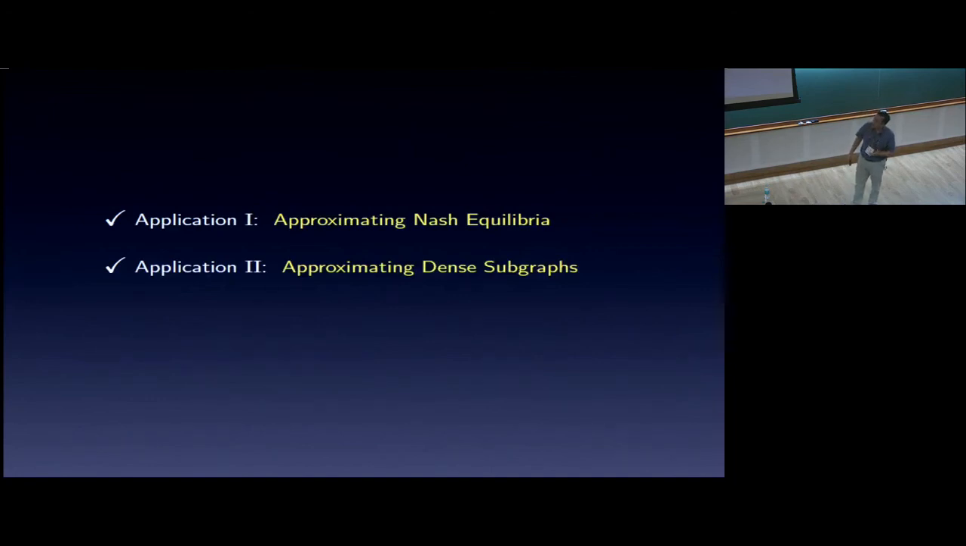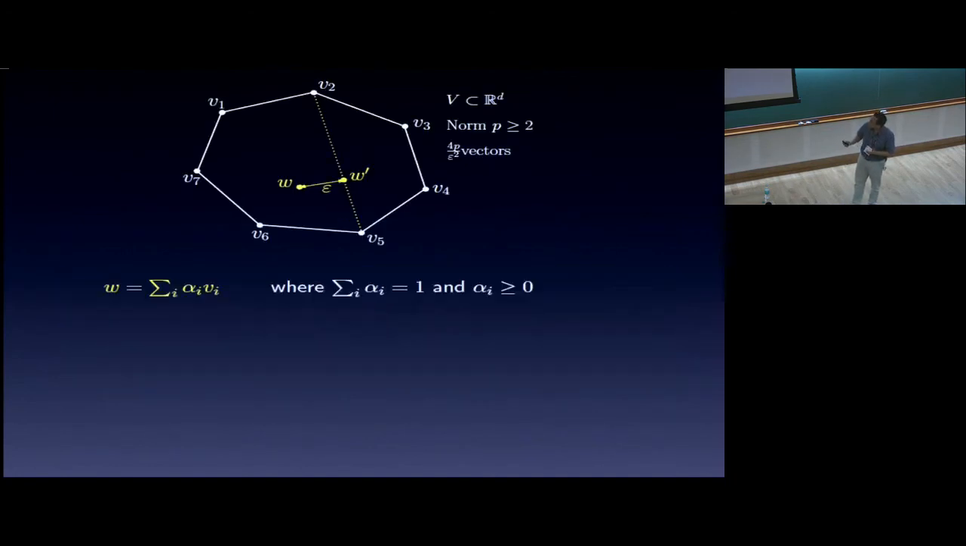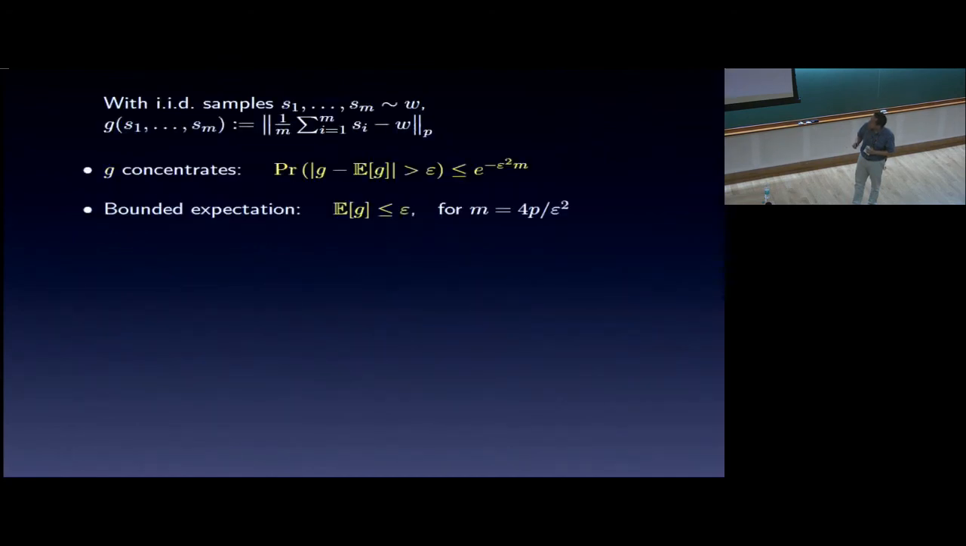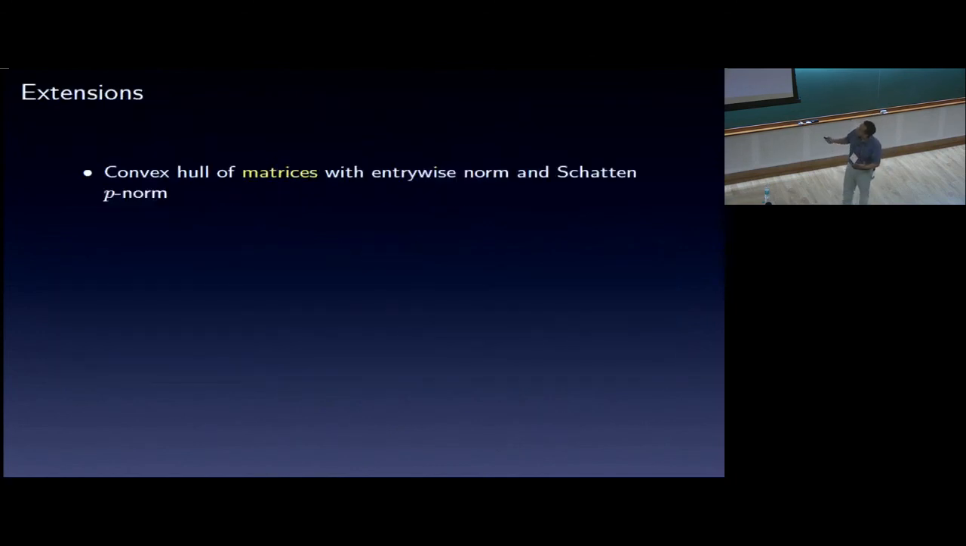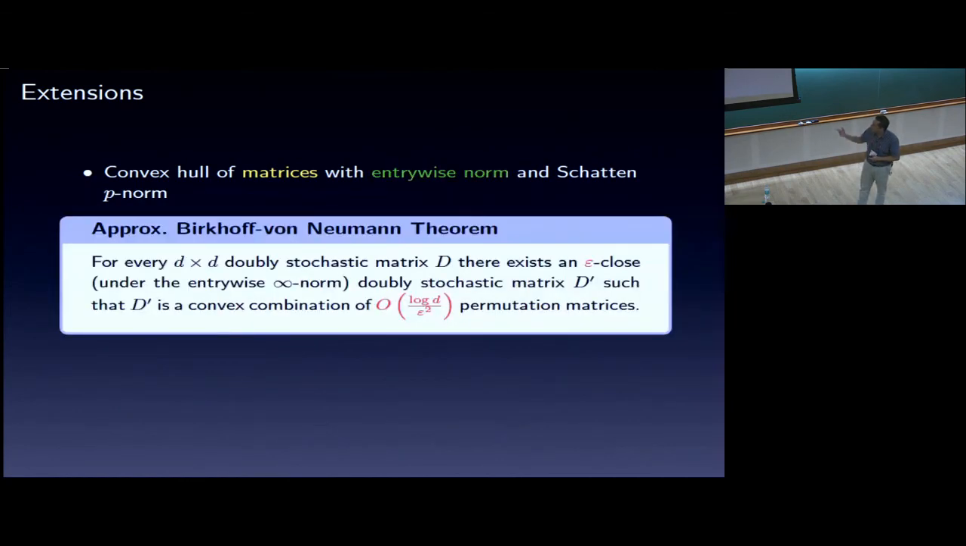Out of time, so I'll not talk about the proof of this. It's actually, again, the probabilistic method and some, as I said, Khintchine's inequality, but we'll want to say that you can actually extend this result to convex hulls of matrices and look at matrix norms. For example, here's an approximate version of Birkhoff-von Neumann. I mean, you can do much better than this. This is just applying it as is. For Birkhoff-von Neumann, you can get 1 over epsilon.